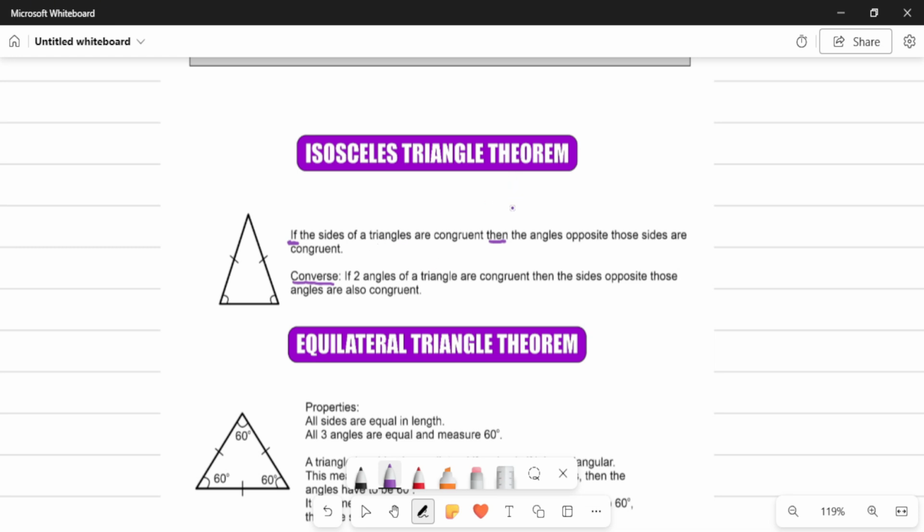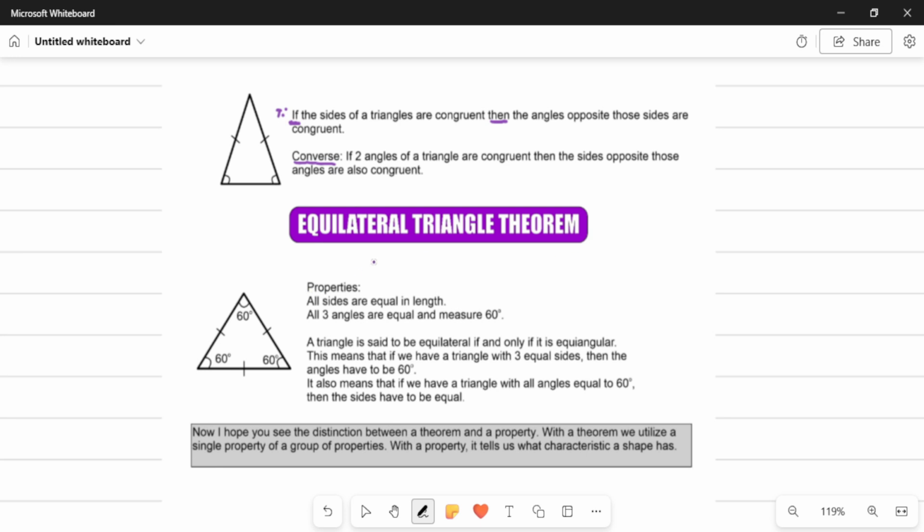So this is what we call the theorem. This part here is what we call the theorem. And this is what we call the converse. So we have the theorem and we have the converse. Understood? So let's look at the equilateral triangle theorem. The properties of an equilateral triangle are that all sides are equal in length and all three angles are equal and measure 60 degrees. Right? Those are the properties of it.